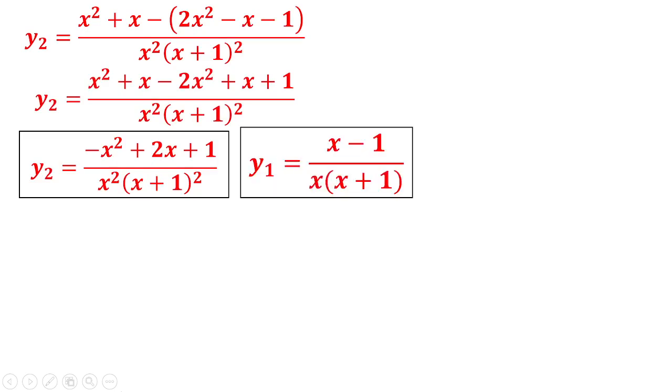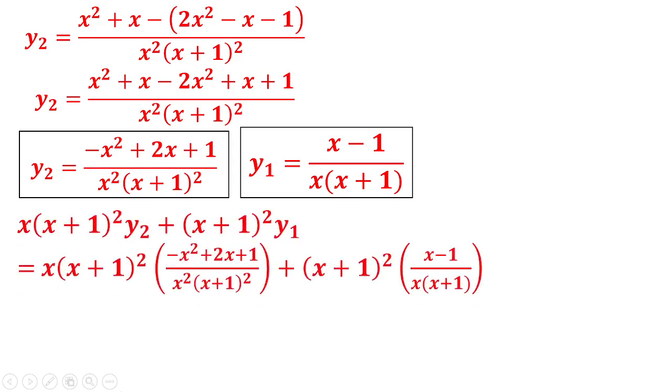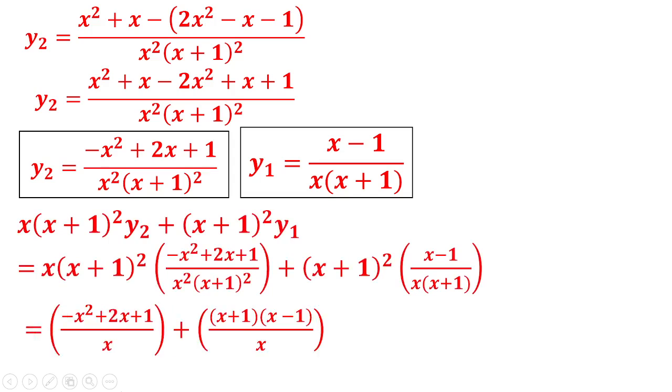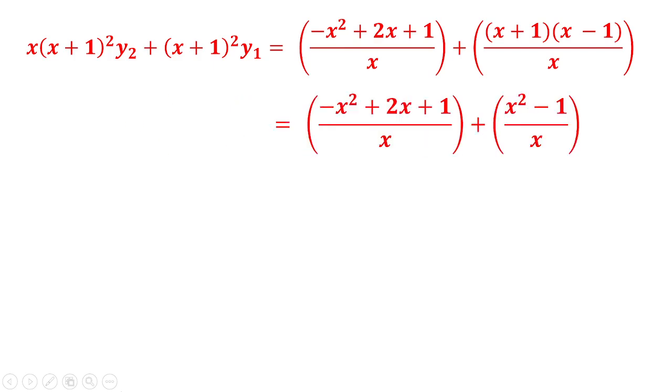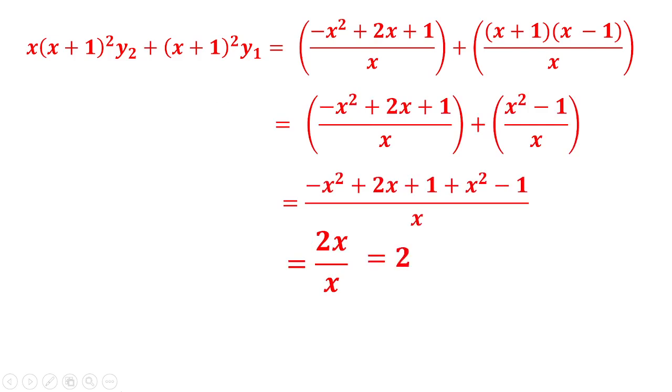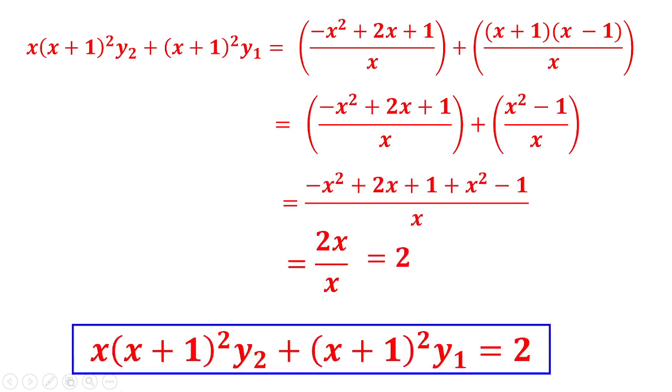Now these are the first derivative and second derivative, but they want to prove that this expression is equal to 2. Now substitute. Now normal simplifications. When you do the simplifications, you are getting the final answer as 2x by x, which is equal to 2. Therefore, we have proved the given expression involving second derivative and first derivative.